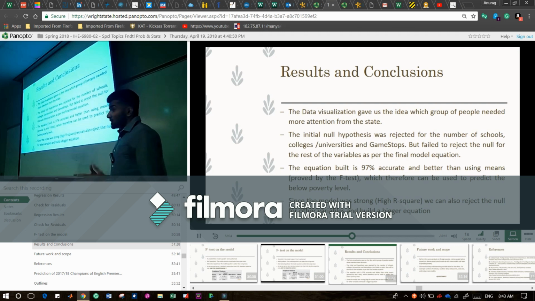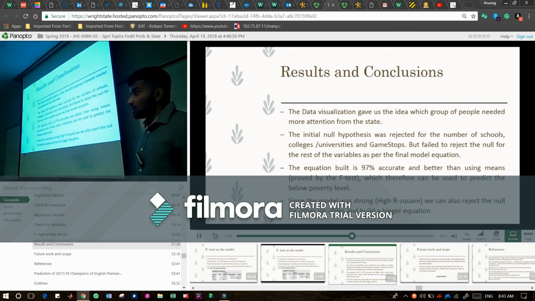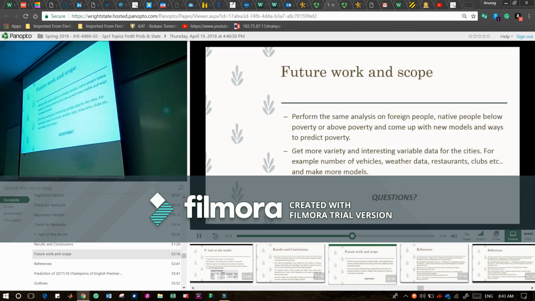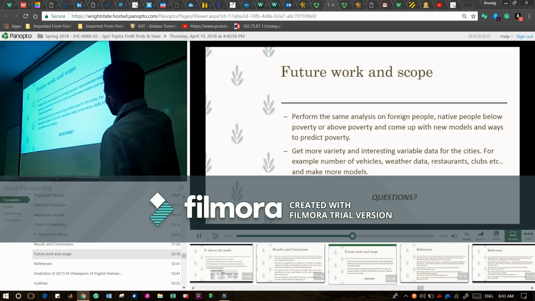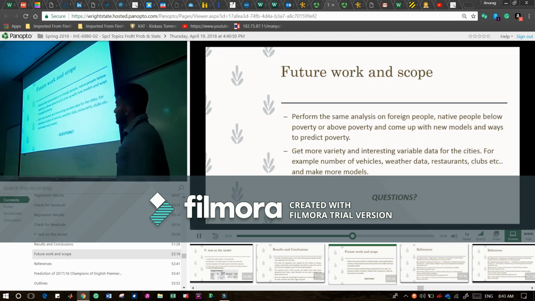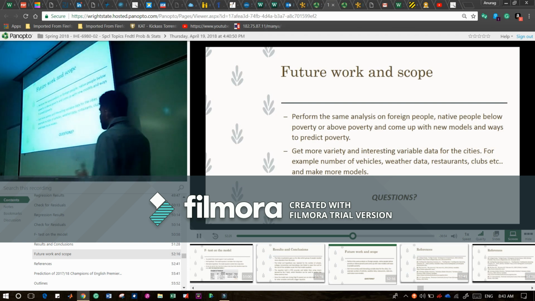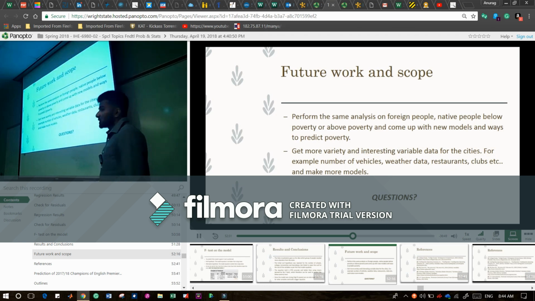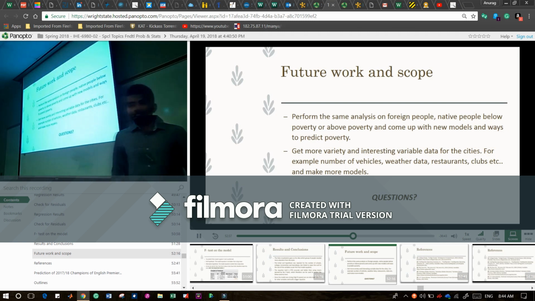Since the model was very strong, with a high R square value, I think we can include more variables. There's scope for building a bigger equation, a bigger model. Future work in scope: perform the same analysis on foreign people and native people below poverty level and come up with new models and new equations, which could give us some more interesting variables. Create more variety of interesting variable data for the cities, for example include vehicles, weather data, restaurants, clubs, and make more models. That's it.